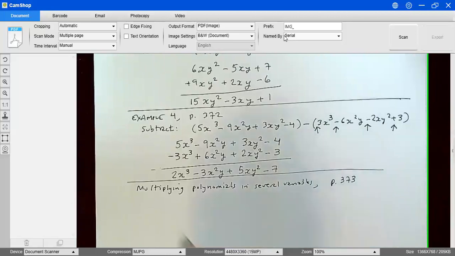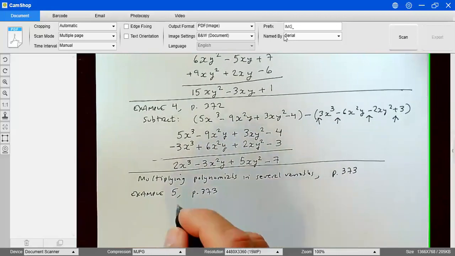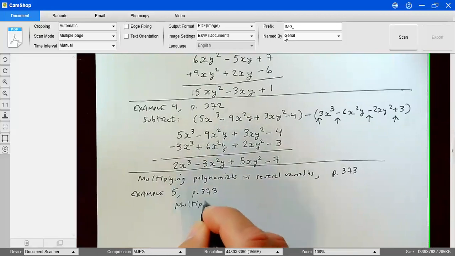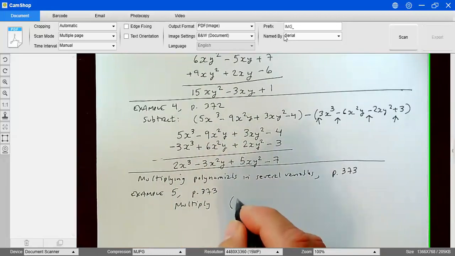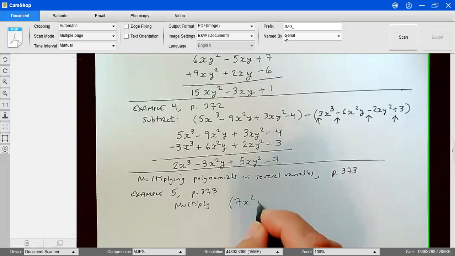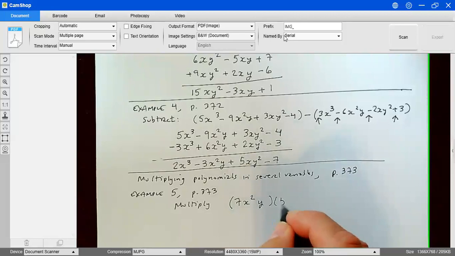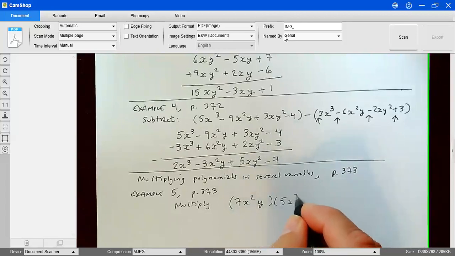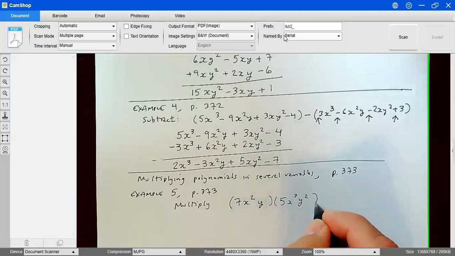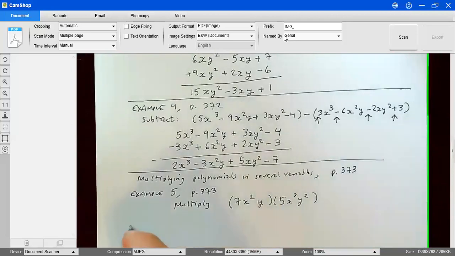So let's see. We're going to start with example 5 on page 373. So we're going to multiply 2 monomials in this case, 7x squared y and 5x cubed y squared. The rules are the same again. We're going to multiply coefficients.